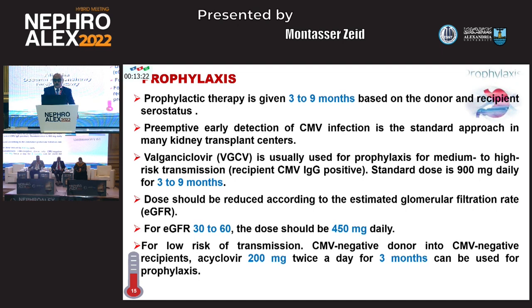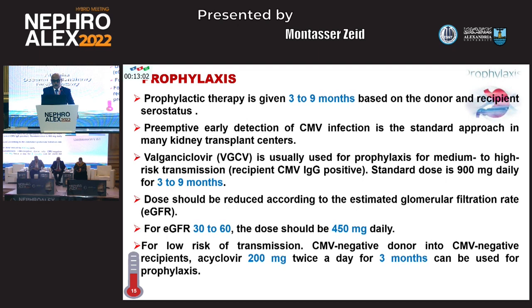Valganciclovir is usually used for prophylaxis for medium to high risk transmission, and the standard dose is 900 milligrams daily for 3 to 9 months. And those should, of course, be reduced according to estimated GFR. For GFR from 30 to 60, the dose should be 450 milligrams daily.